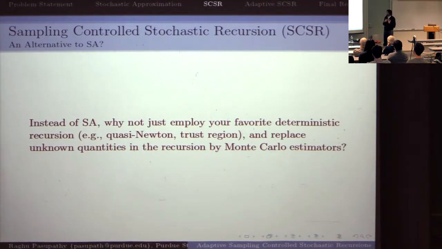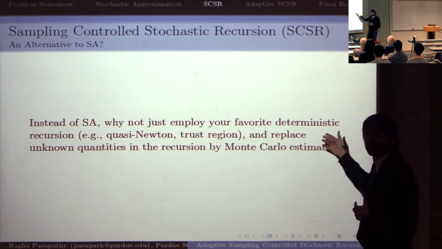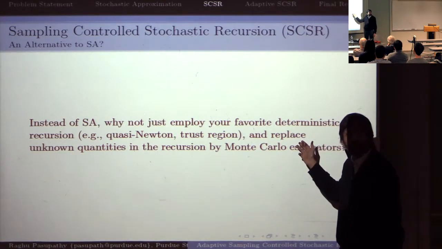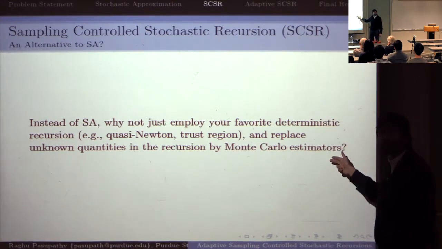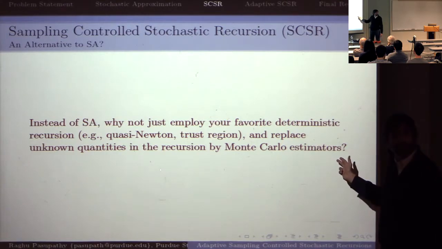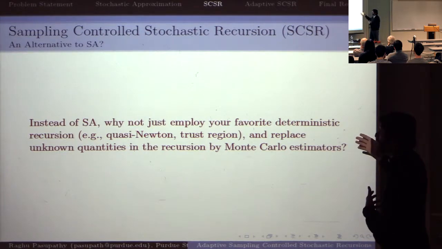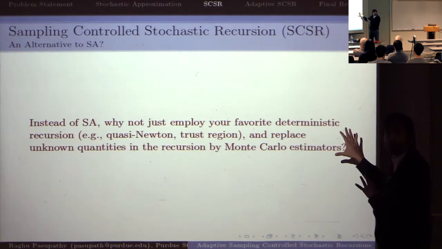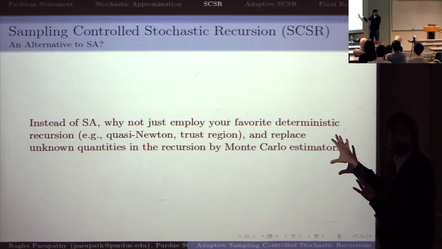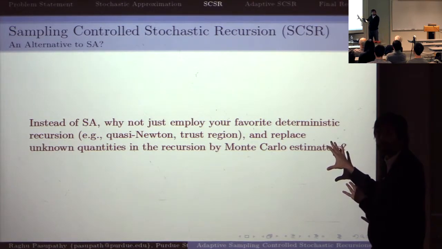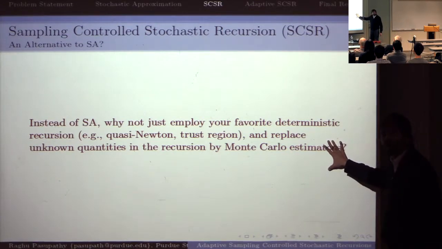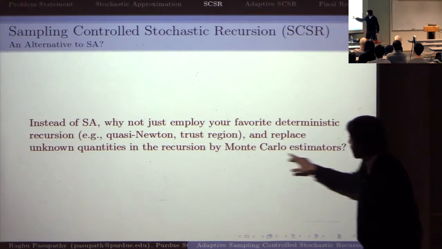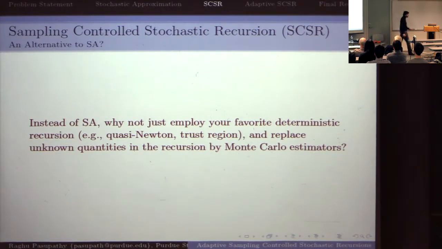Okay. So what has happened in the last couple of years is primarily driven by people from the deterministic side, at least the way I see it. Why don't we just solve simulation optimization problems by employing your favorite deterministic recursion, say quasi-Newton or a trust region, and replace the unknown quantities in the recursion by their Monte Carlo counterparts? All right? This seems like a reasonable approach, and this way of doing things has really taken off recently as a competitor to stochastic approximation. Okay, so this is the world in which we will live, in the sense that we'll try and see what we can say about how to do the Monte Carlo estimation in a more careful way.